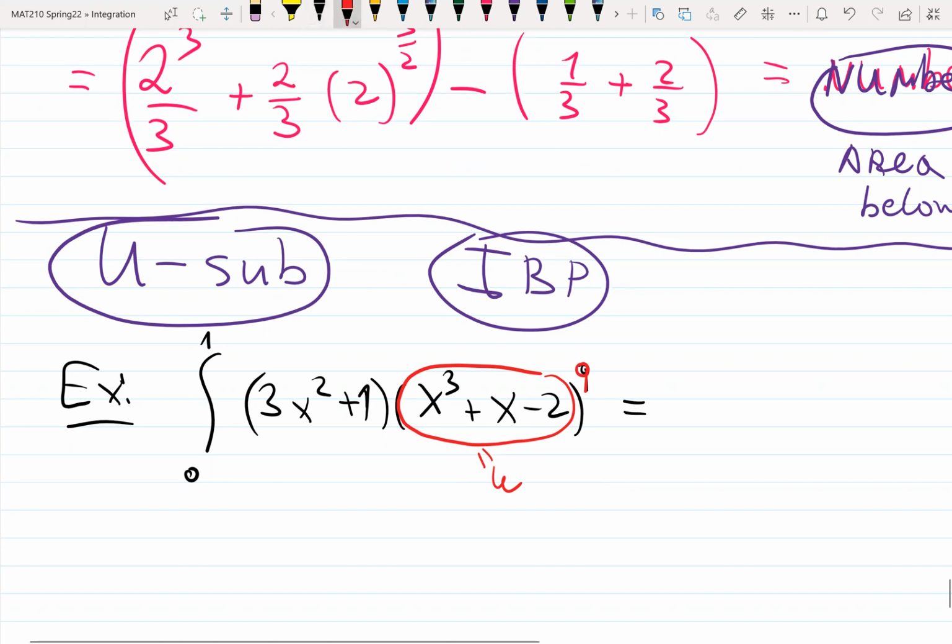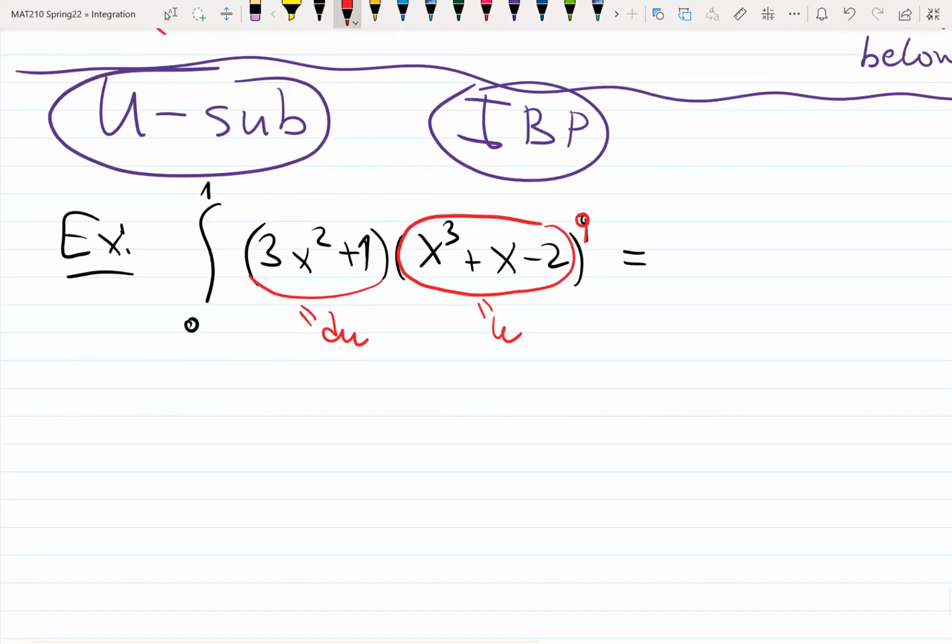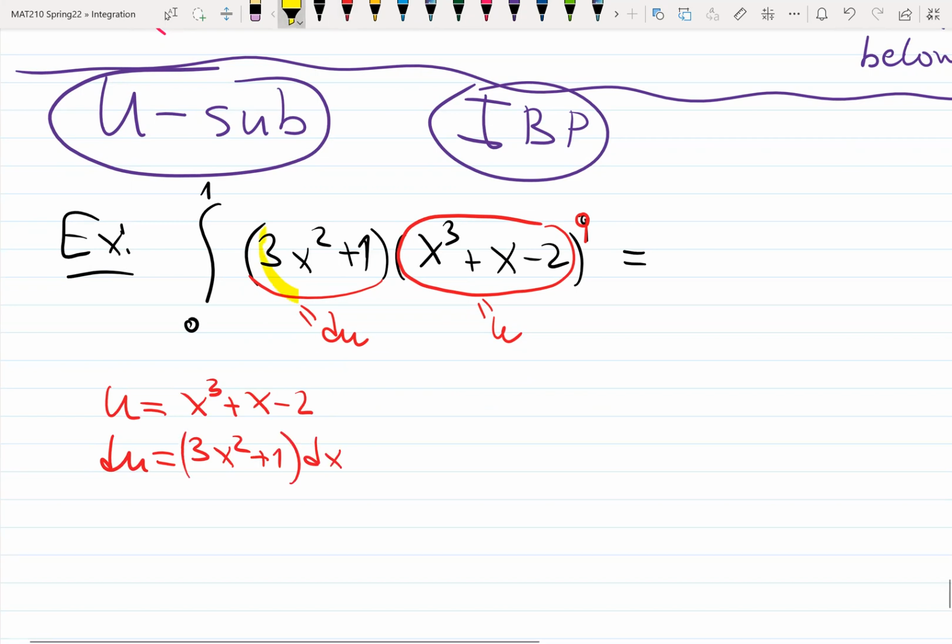So this will be perfect. Du, let's check this out. Let u be x cubed plus x minus 2. Du is 3x squared plus 1 dx. That's exactly what we need. We need 3x squared plus 1 dx. And this is what we have. So that's good. Now you either change limits of integration or you don't.